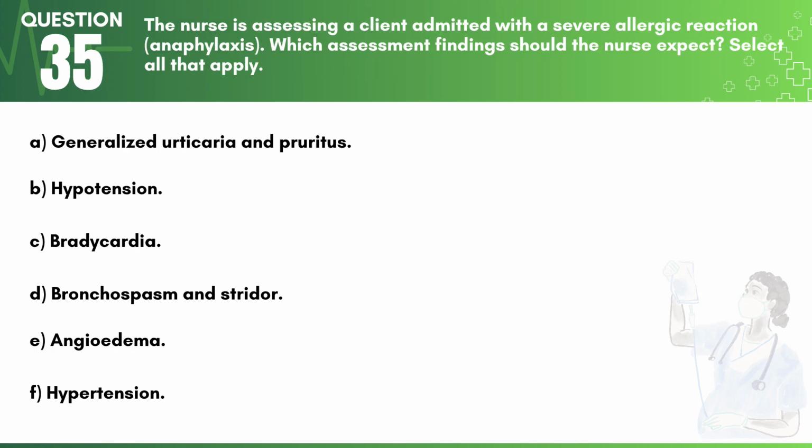Question 35. The nurse is assessing a client admitted with a severe allergic reaction, anaphylaxis. Which assessment findings should the nurse expect? Select all that apply. A. Generalized urticaria and pruritus. B. Hypotension. C. Bradycardia. D. Bronchospasm and stridor. E. Angioedema. F. Hypertension.